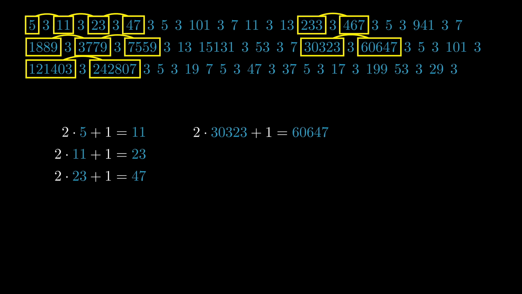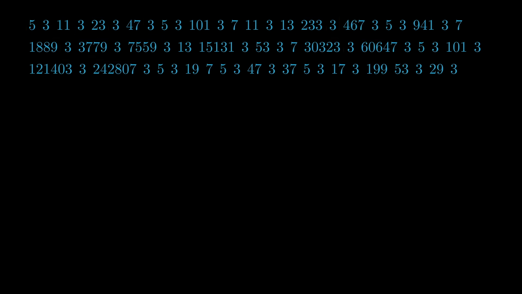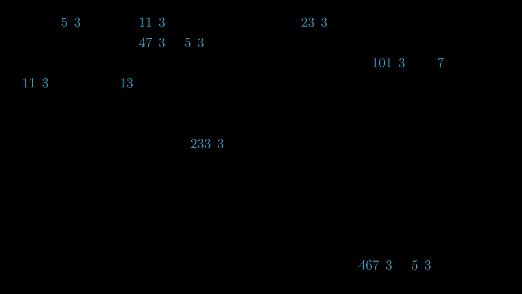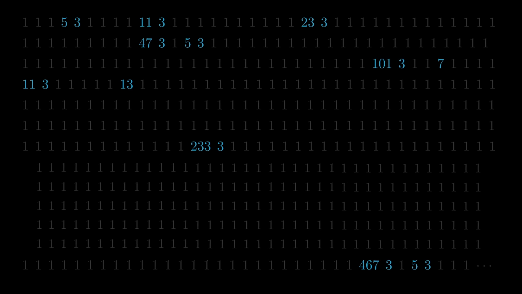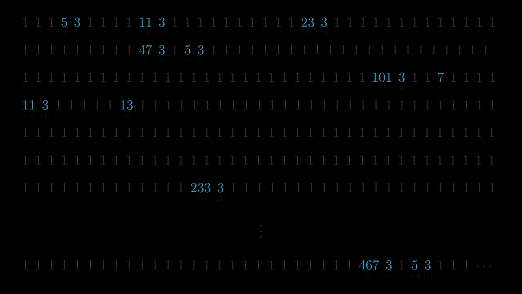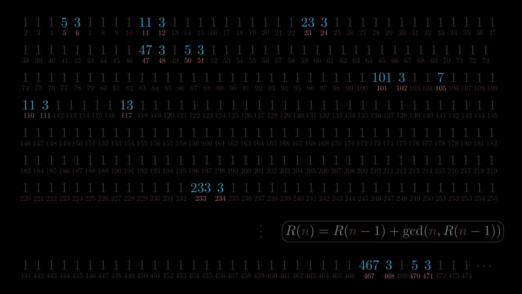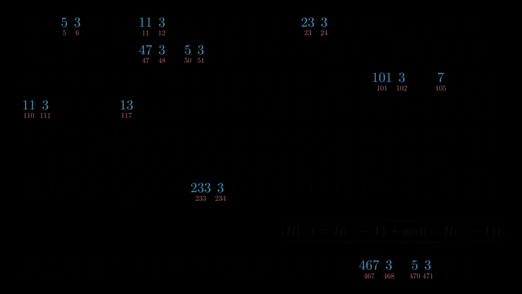To see what's going on with this sequence, it turns out that we need some information that we threw away. So let's put the primes back in their positions, and bring back all the ones. The information we shouldn't have thrown away is the index n corresponding to each of these GCDs. After all, each GCD is the GCD of n and r of n minus 1. Now we can safely throw away the ones again.